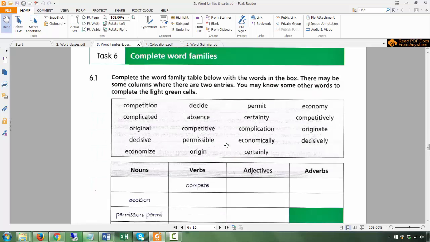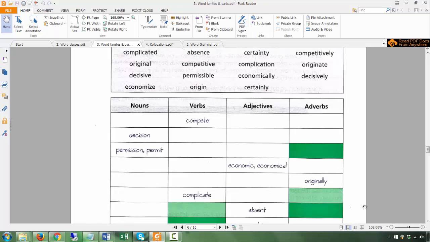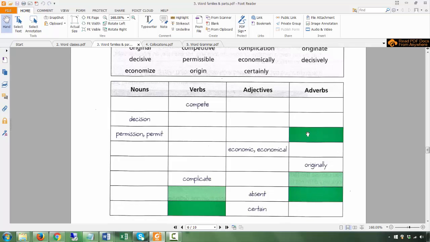Word families are in the same family, so-called, but different word classes. So compete is a verb. What is the noun version of compete? Competition. So you can say that these are within the same word family. Use all this and fill in the boxes here with these words. For the colored ones, there are no words from the top, so you don't really use that. There's no adverb for permission.